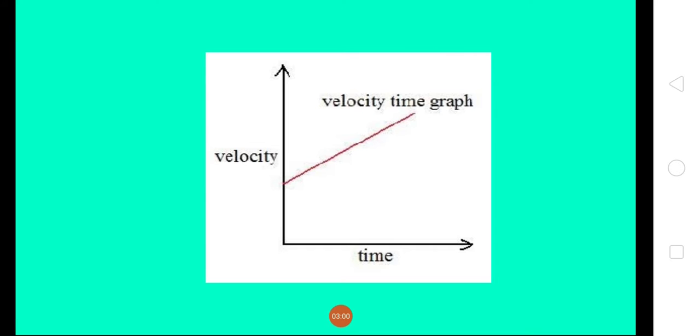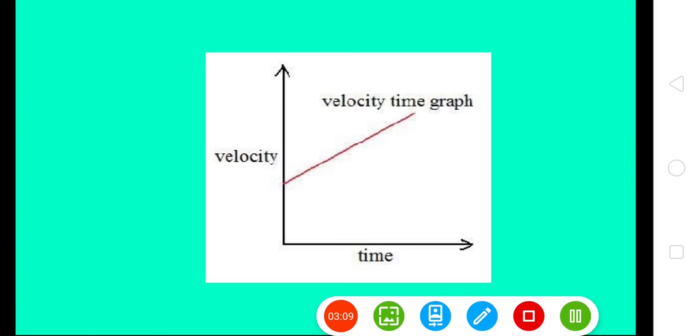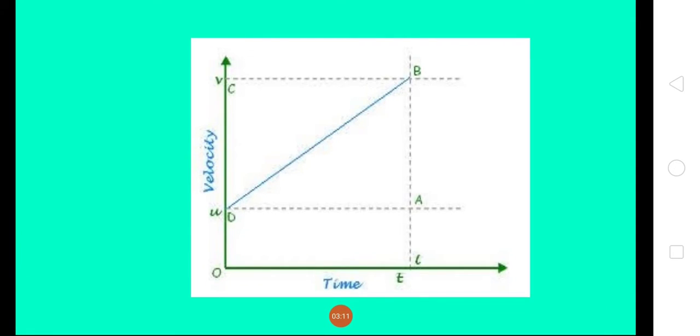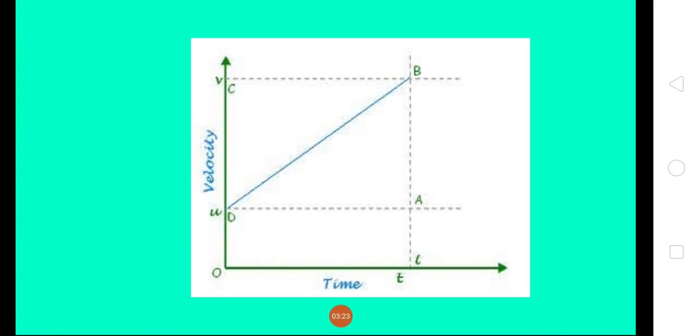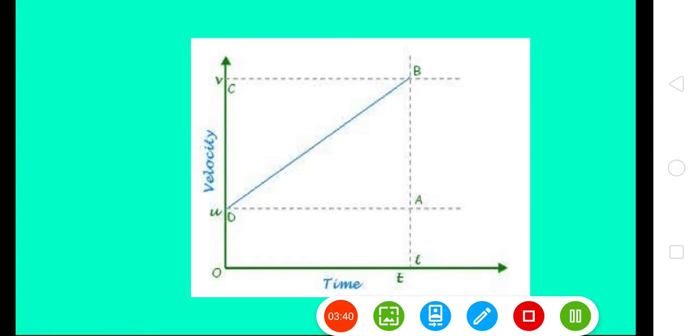So from this velocity time graph, we are going to derive the three equations of motion. In this graph, you can see that the line DB shows increase in the velocity of the object from U to V. As I already told you, for deriving the equations of motion, we will be calculating both acceleration as well as distance. So we will be completing the figure by just joining these lines.